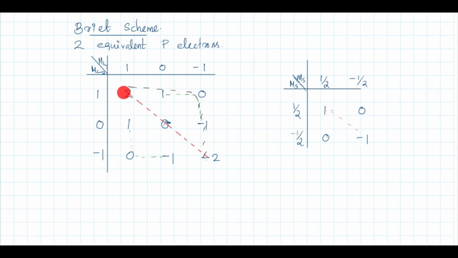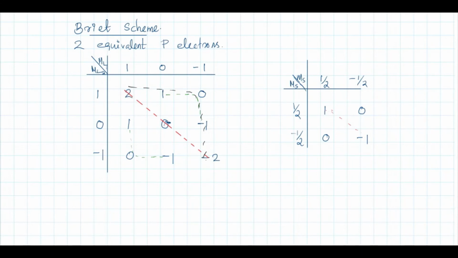Now you can form a square table. The entries of this square table are obtained by adding the corresponding ml values. For example, this entry is 1 plus 1. This is 1 plus 0. This is 1 minus 1. Hence you can fill all the positions. So you obtained the ml square table.